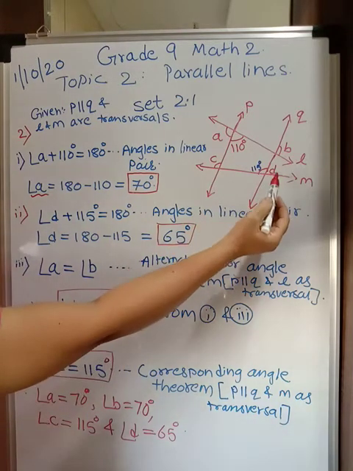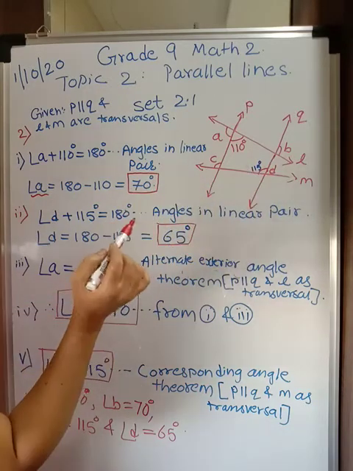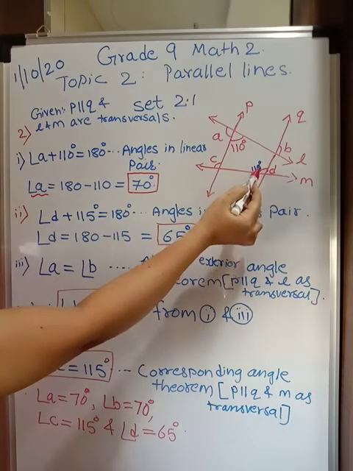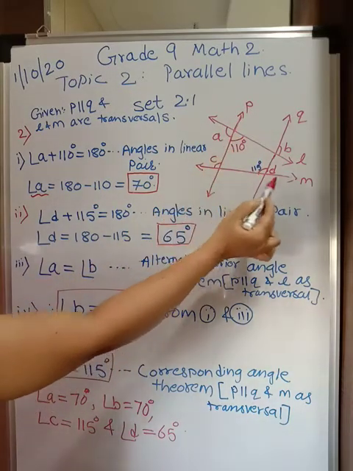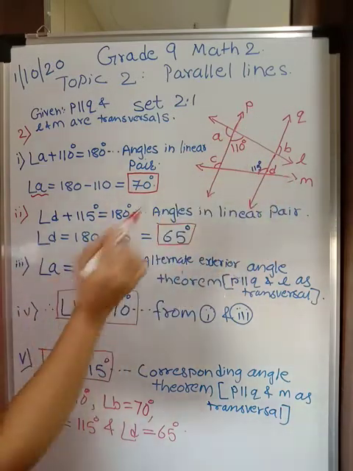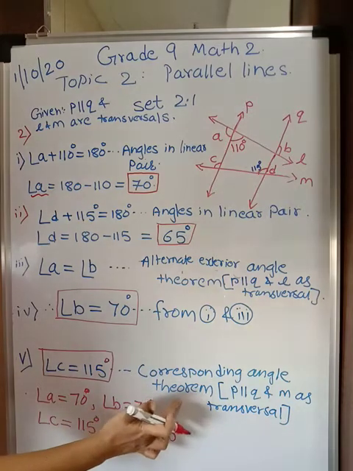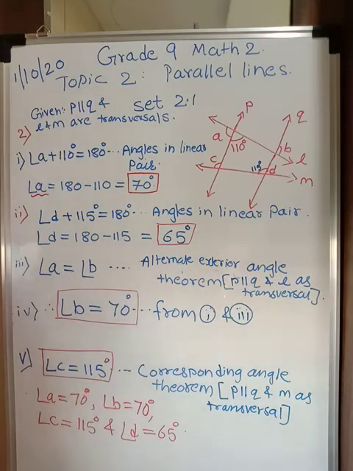Now concentrate on angle D. D plus 115, again this is 180 degrees. So D will be 180 minus 115, which is equal to 65 degrees. And C will be obviously equal to 115 because C and the 115 angle are corresponding angles, considering P parallel to Q and M as transversal. So once you are considering M as transversal, once you are considering L as transversal. Very easy, no? Just pause the video and take down all the steps very neatly.